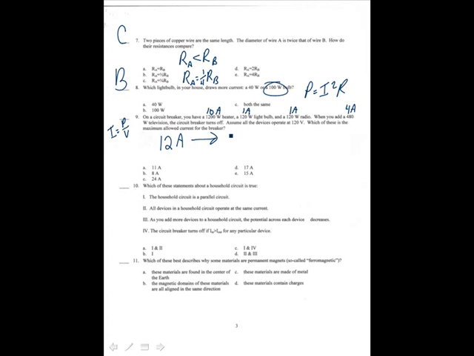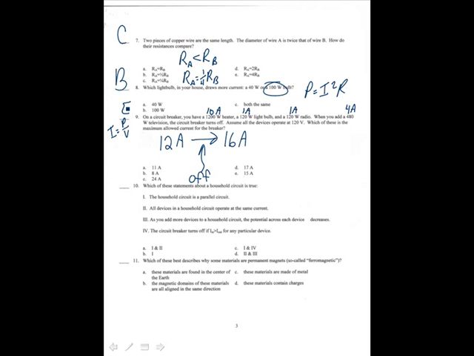So that's 12 amps. But when you add 4 more amps, that's 16 amps total. Somewhere in between there the circuit breaker turns off. So somewhere between 12 and 16 must be 15 amps from the available answers. So number 9 is E.